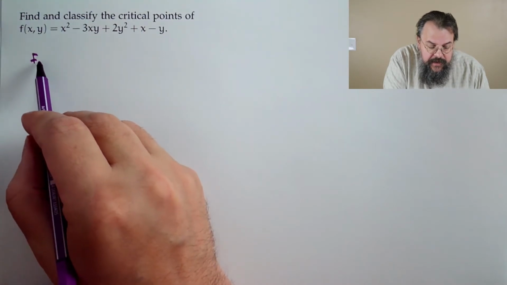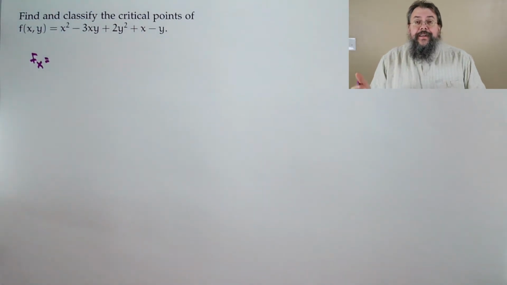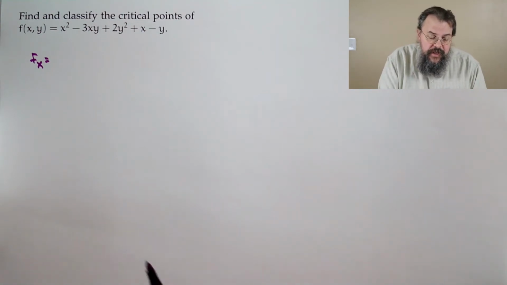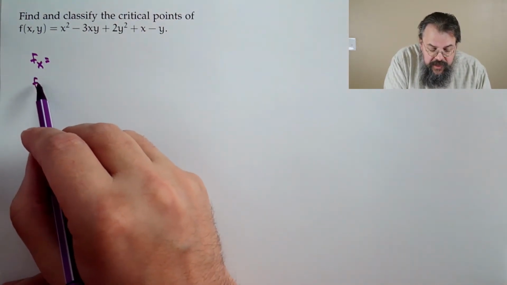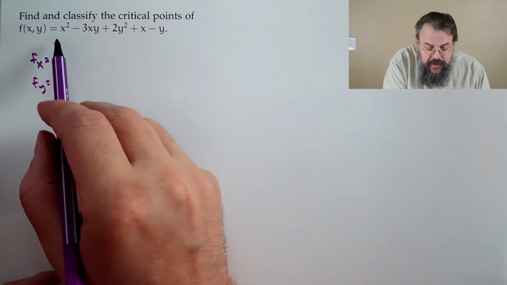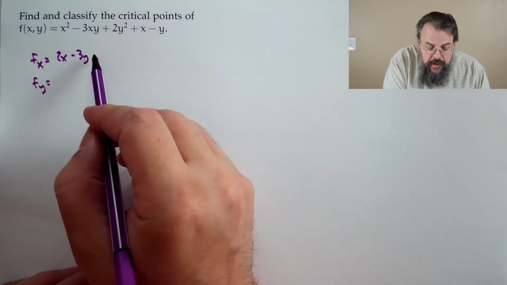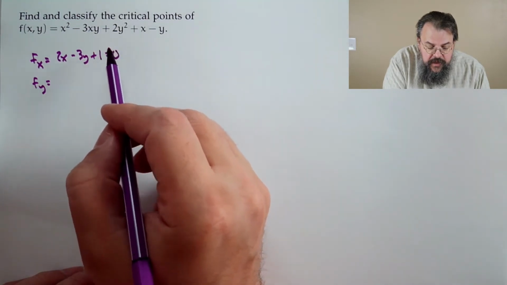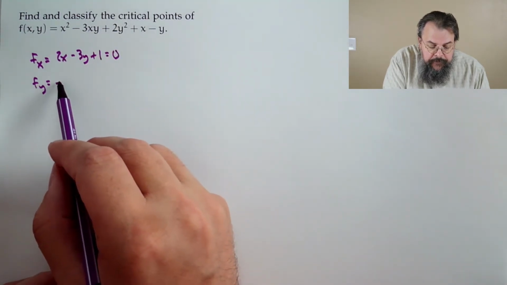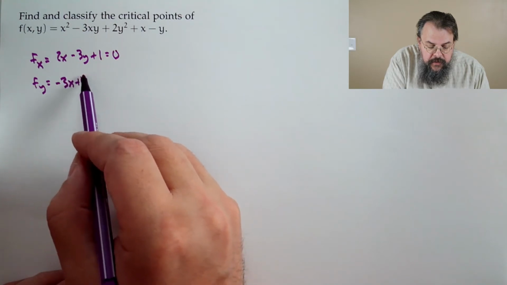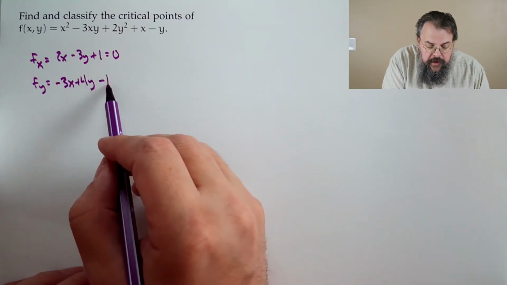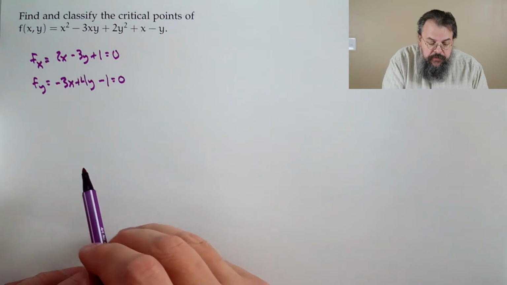You have to find before you classify. You can't classify a point if you don't know where the point is. So fx equals 0 and fy equals 0. So fx: 2x minus 3y plus 1 equals 0. Fy: minus 3x plus 4y minus 1 equals 0.